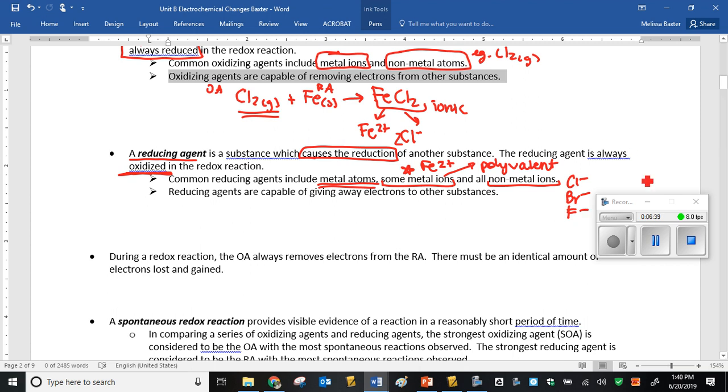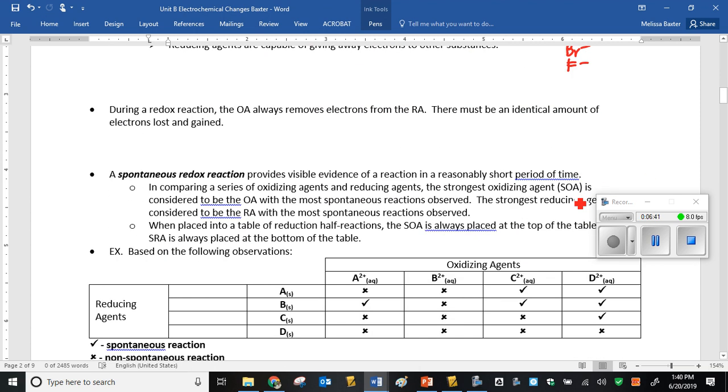Okay. It'll be really important for most questions that you know that there's an identical amount of electrons lost and gained. So a lot of what we did was to make sure that we had the same number of electrons in our reduction half reaction as we did in our oxidation half reaction. And if there weren't the same number, you had to multiply one of the reactions out so that you had the same number of electrons.